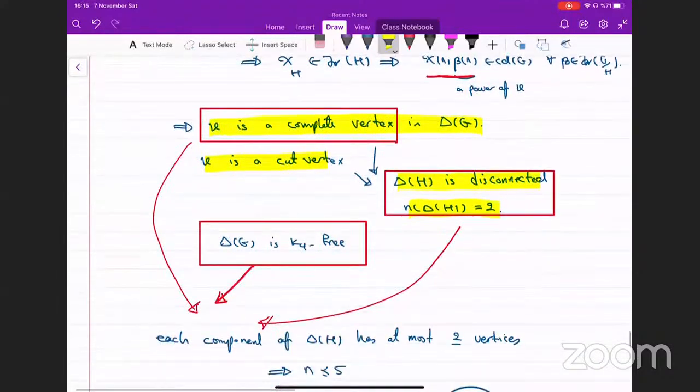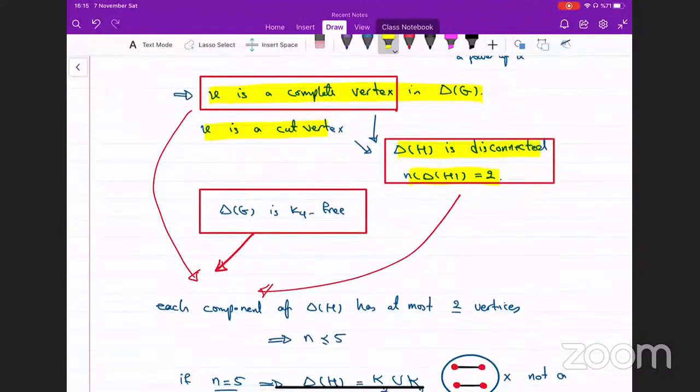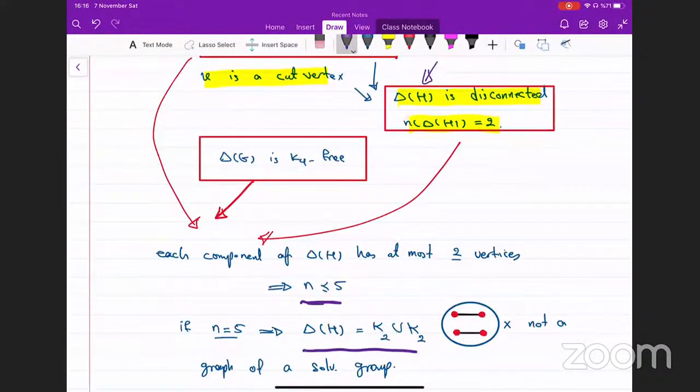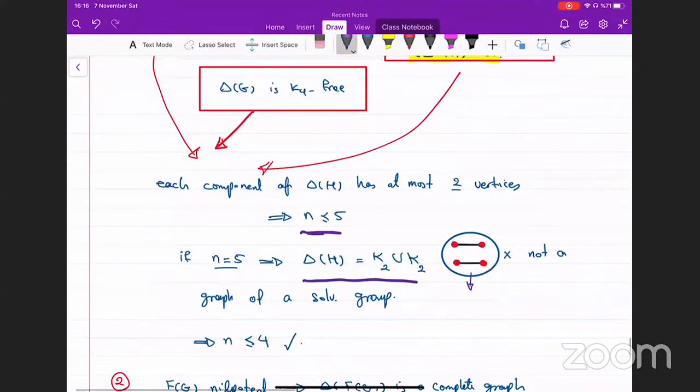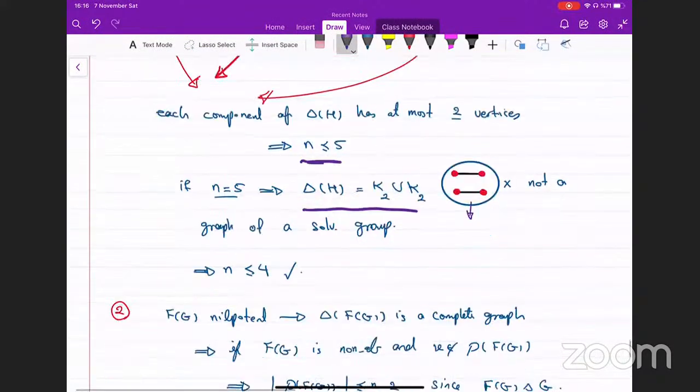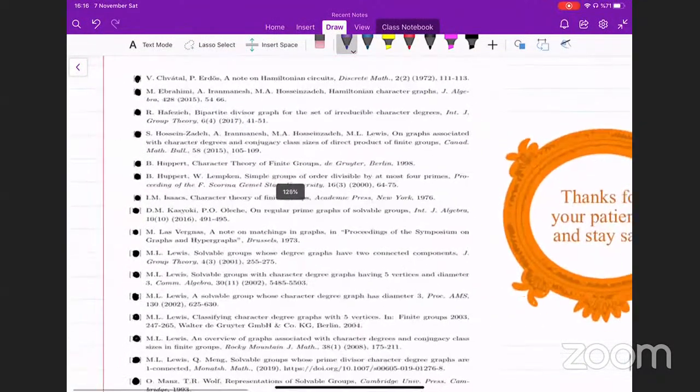But the property that delta G is K4 free tells me that each connected component of delta H has at most two vertices, and altogether I obtain the case n is less than or equal to 5. But for the case that n equals 5, I obtain this. This is a famous result that such a graph, K2 union K2, is not a graph of a solvable group. So n is less than or equal to 4, which is our case. I prefer to stop here, and I will just show you the references that we have.